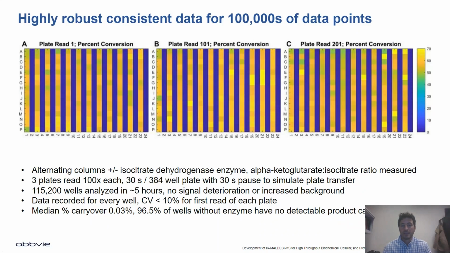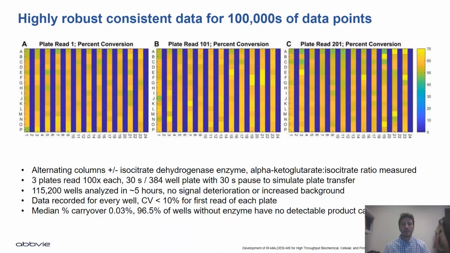We didn't see any signal deterioration or increased background. We saw very little carryover. We got data for every single well with less than 10% CVs. By the 100th read of the plate, after it had been sitting out for an hour and a half, we did start to see significant edge effects, so the CVs went down, but obviously that wouldn't be the case if we had a fresh plate each time. We also tracked carryover. Our median carryover was 0.03%, and better than 95% of the wells had no detectable carryover.